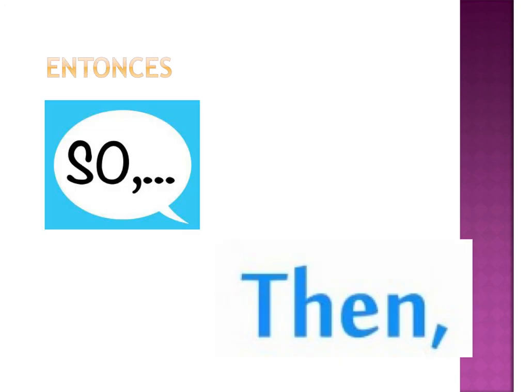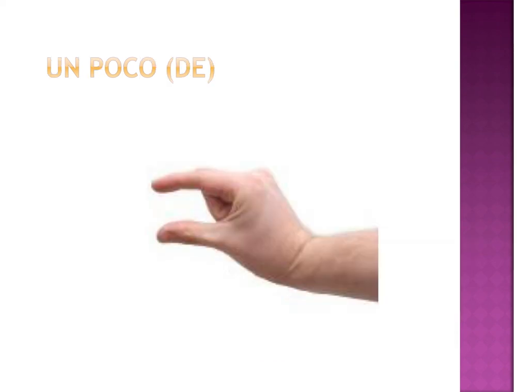Entonces, this is a great kind of thinking word to throw in there. It means so or then. So I could use this at the beginning of a sentence, right? If somebody asks me, ¿Quieres ir al baile conmigo? Do you want to go to the dance with me? I might say, pues, or entonces, ya voy al baile con mi amiga, right? I'm already going to the dance with my friend. You know, entonces, so, etc., etc. All right. Entonces means so or then.